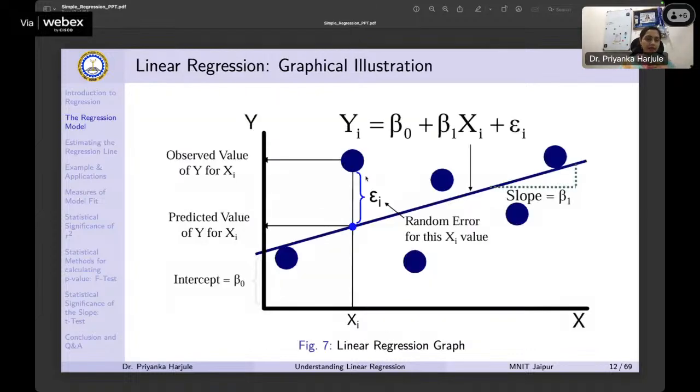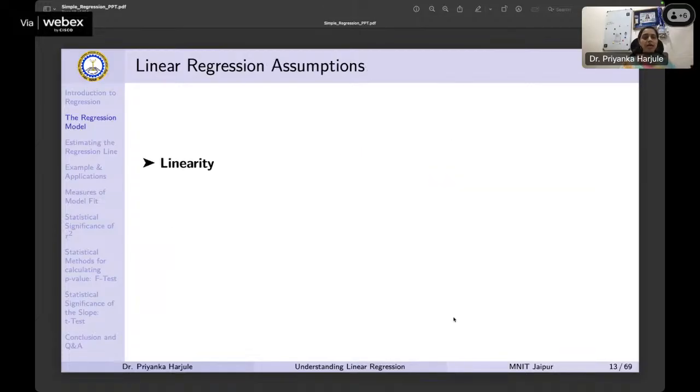This is the error term that you see here that accounts for the unexplained factors which cannot be modeled explicitly. This is the regression line that best fits this data, and you also have an intercept, that is beta naught, and you have the best fit line, which models your dependent variable y and independent variable x. There are some assumptions that the linear regression model follows. The first assumption is linearity.